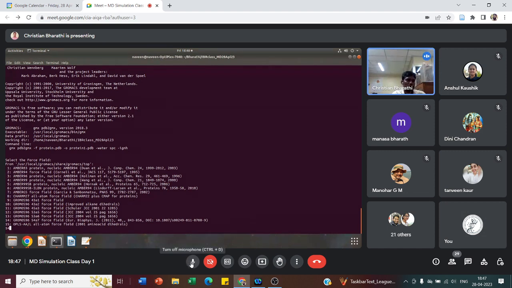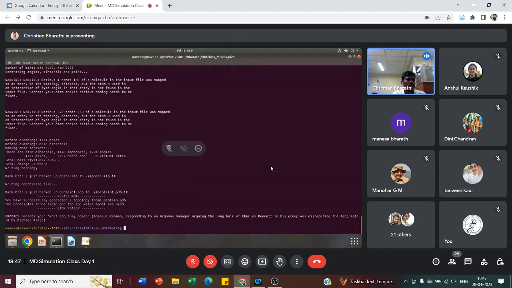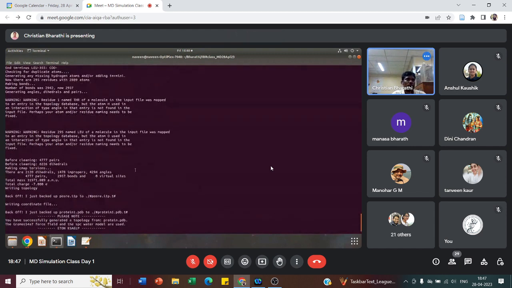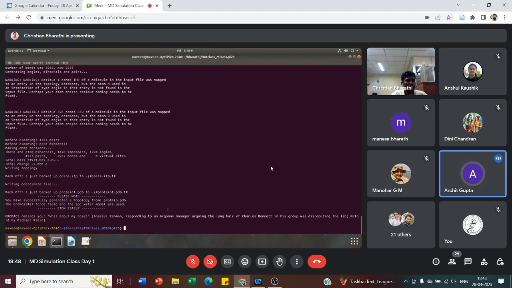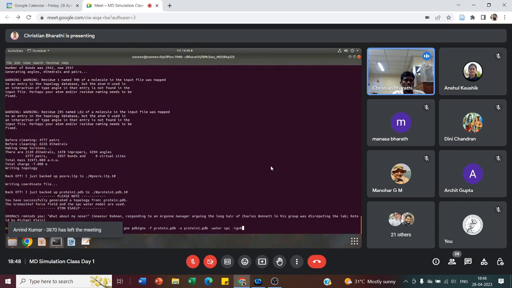So I selected the 14th force field. After entering that, it calculates everything and tells the result. Sir, can you show the first command again? Because at that time the screen was not visible. Yes, sir, this is the first command. Otherwise, tomorrow I will share the commands I am using, so no need to worry about the commands.